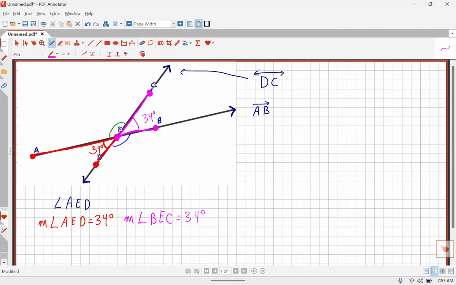How the heck am I supposed to find the other two, though? Because there was something that we did last year where I could do something with those 34s to find the measure of these other two. Why don't you guys talk about that for just a moment?